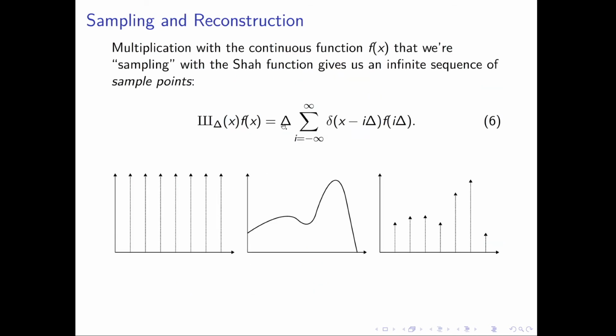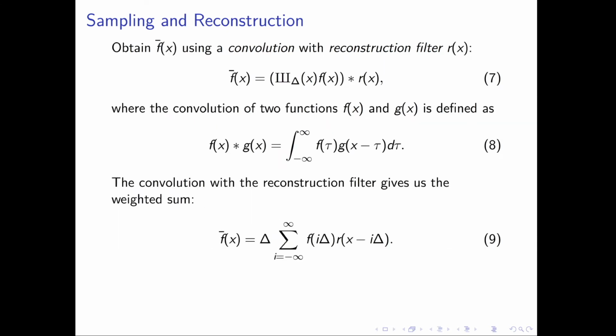This is what it looks like, and we perform our multiplication, as we saw before, of the Shah function with the continuously differentiable function, and from that we are able to obtain our sample points. And then when we have obtained our sample points, what we use is a so-called reconstruction filter. Based on that reconstruction filter, we can obtain an estimate for the original function, this function f dagger that I'm depicting here.